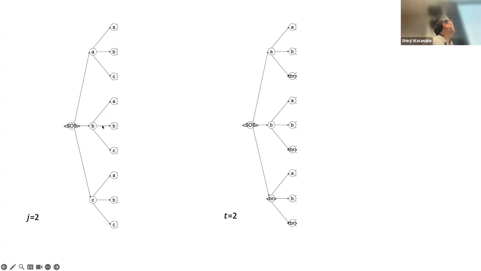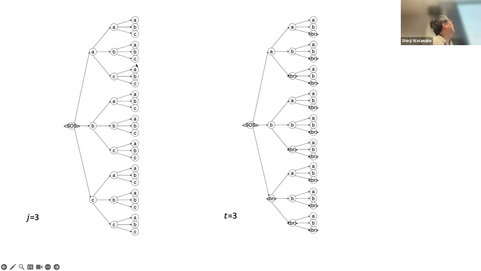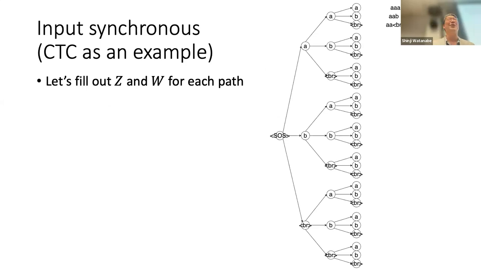Basically the same: A, B, C, A, B, C, A, B, C, or A, B, blank, A, B, blank, A, B, blank. And then taking the third step, it becomes more expansion, A B blank, A B blank, A B blank, and so on. So it's actually almost the same as the output synchronous beam search if using the hard alignment, right? But there are some differences, and I actually want you to enjoy discovering them by writing.